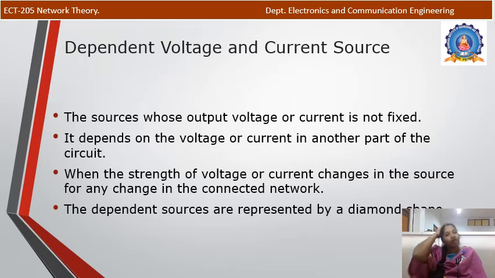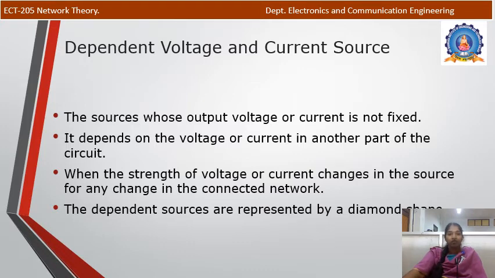So next is dependent voltage and current sources. As the name indicates, dependent means it will change the value of either voltage or current depending on some other parameters. That means it is not fixed. These are sources whose output voltage or current is not fixed and depends on voltage or current in another part of the circuit. So some branch current or some node voltage or branch voltage will depend on the source voltage. That type of source is known as a dependent source.